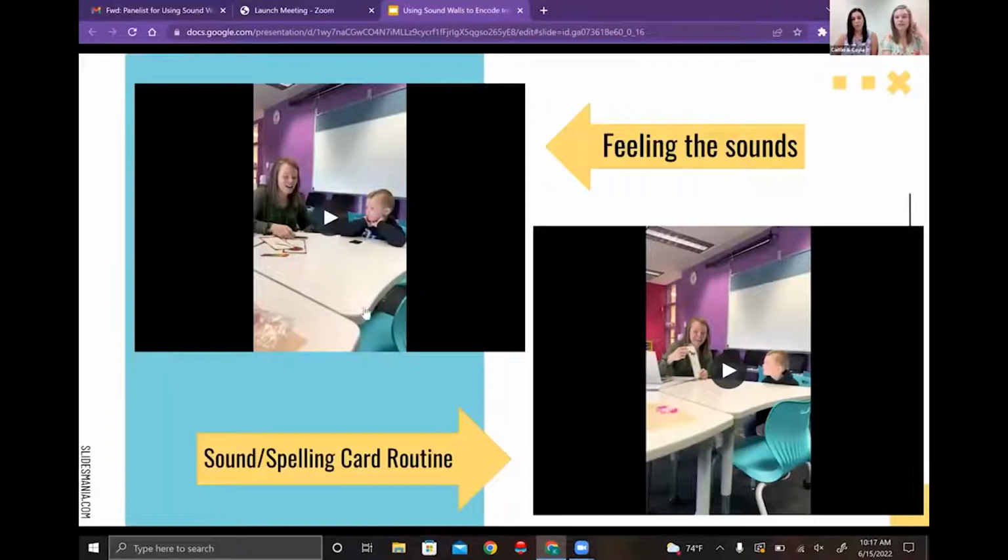So in the video there, you saw us using that routine, and typically what would happen prior to us just going through all those sounds, I would explicitly teach each one of those cards, and that's also part of the ECRI routine. But because he was already familiar with a lot of those sounds and those spelling cards, we just zipped right through each one of those.